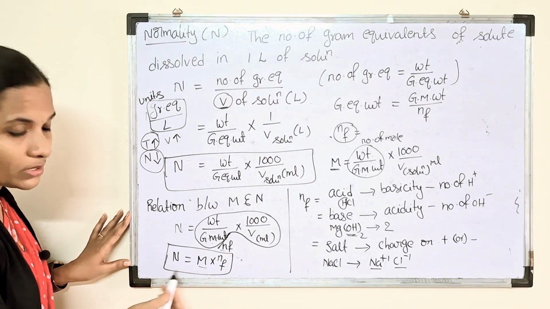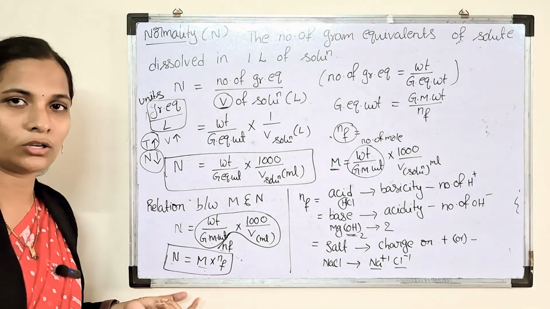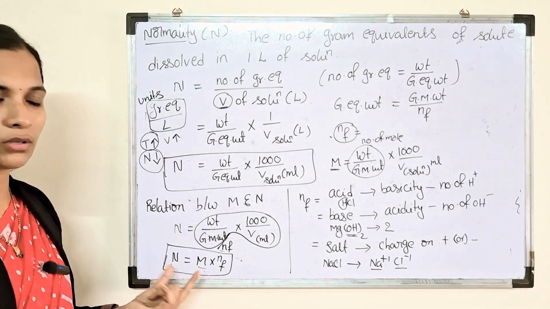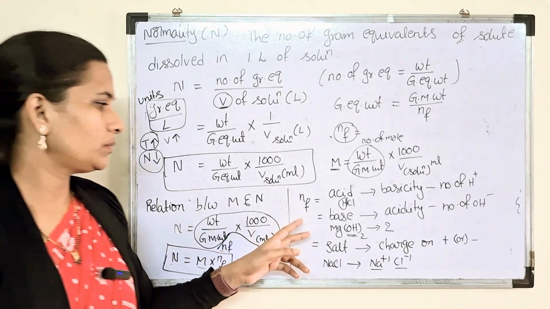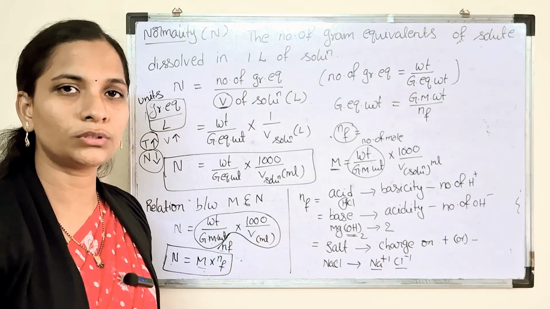So what is the formula? Normality is equal to molarity into n factor. If molarity is given, how to calculate the normality? Multiply by the n factor and you will get the normality value. Here, what is the n factor? The n factor is different for different solutes.